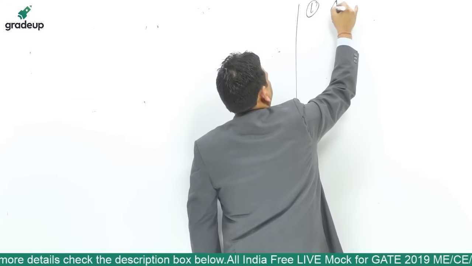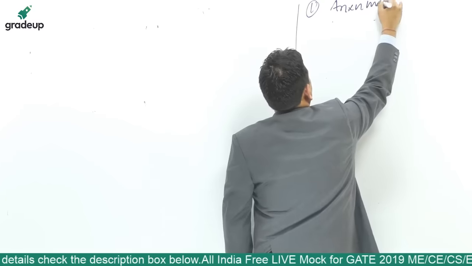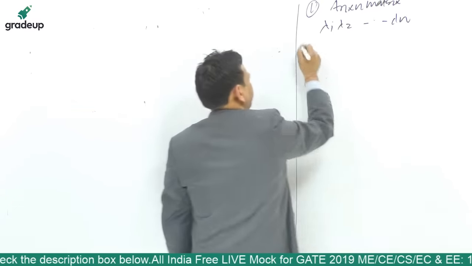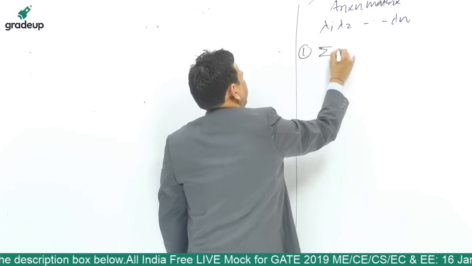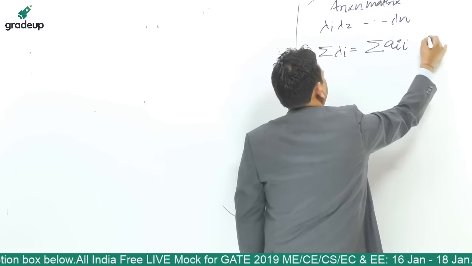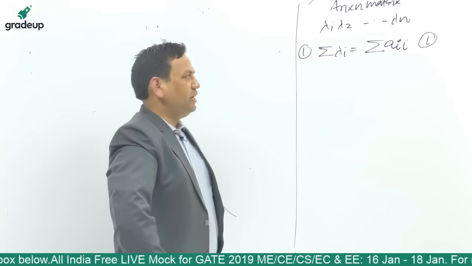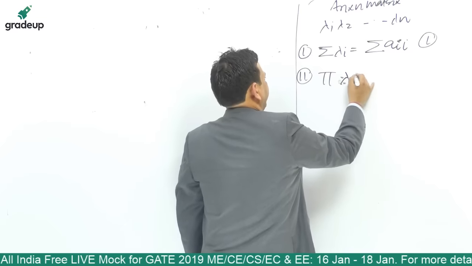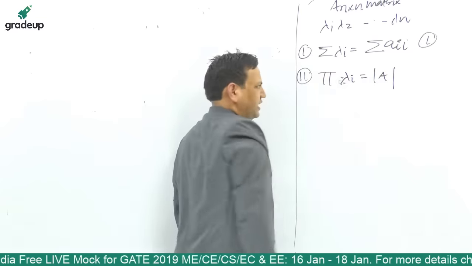First, suppose A is an n cross n matrix. So lambda 1, lambda 2, lambda n are the eigenvalues. The first property: the sum of the eigenvalues is equal to the trace of the matrix. Now what is the trace? This is the first property to calculate the eigenvalues. Second, the product of eigenvalues is equal to the determinant of the matrix.